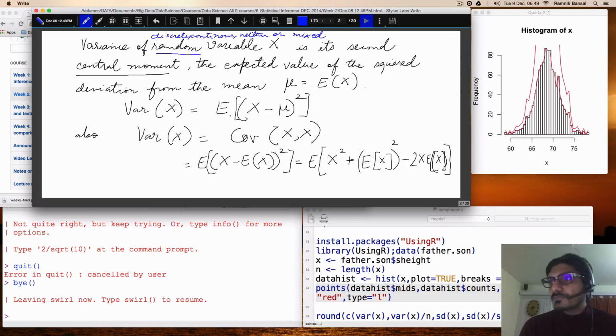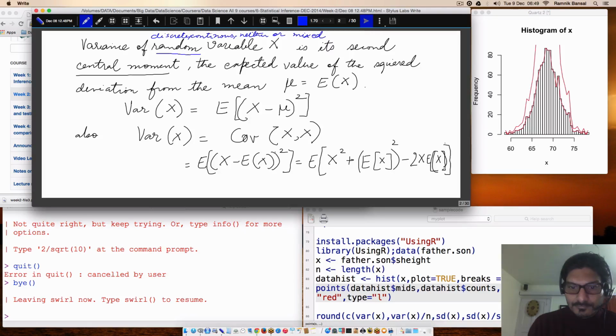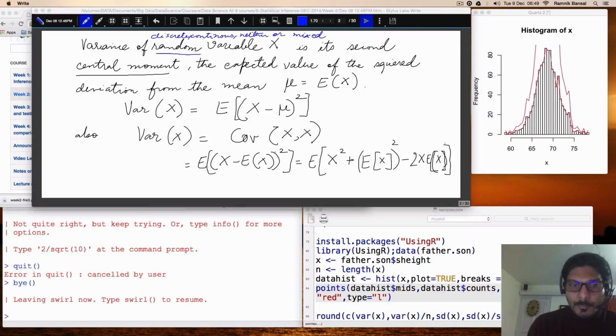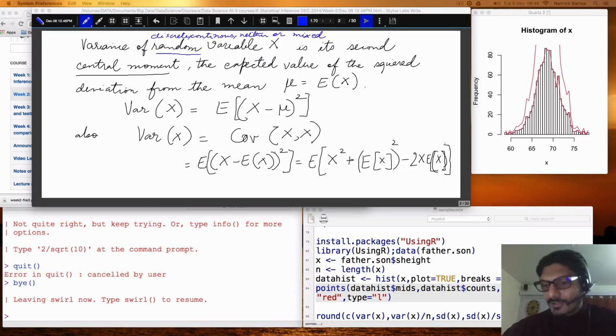So now, if I was to look at this equation, just a second. Let me set the Wacom settings. One second.